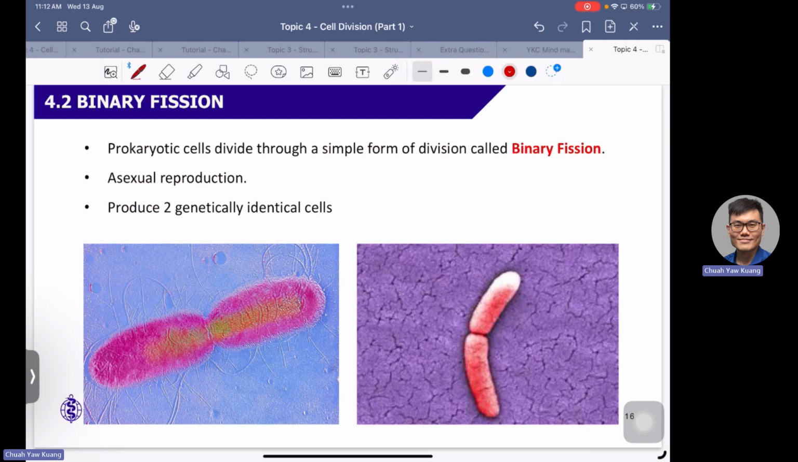Done. Then next, we'll look at binary fission. Binary fission is a simple process done by the prokaryotic cell. You can see here the bacteria, for example, can just elongate and pinch to become two cells. Very simple, very fast, and this process is the so-called binary fission. Binary fission is considered asexual because the genetic material in the newly produced cell will be exactly identical to the parent cell. It won't change at all.